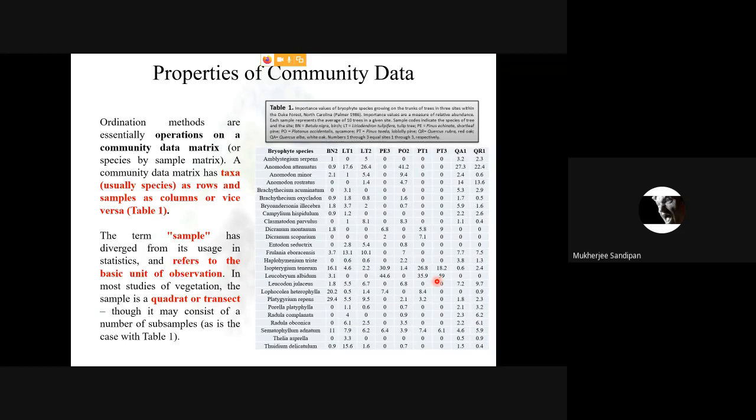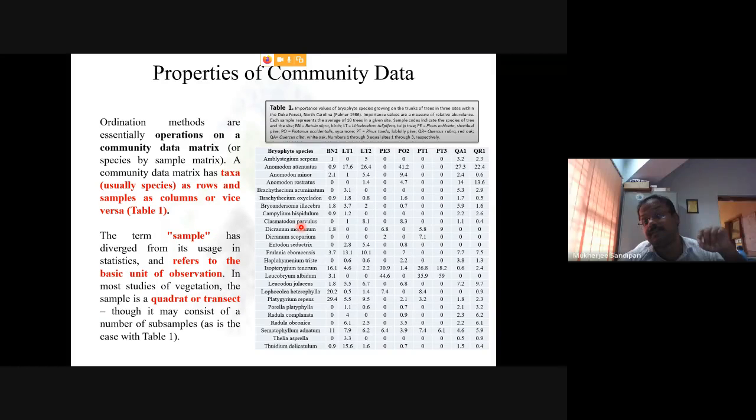Now, when you do your data management in our institute, as well as in the Wildlife Institute of India and BSI and JRSI, we use species as our columns and locations as our rows. The term sample has diverged from its usage in statistics and refers to the basic unit of observation. I have told you before, in ecology, a sample is more like a quadrat.